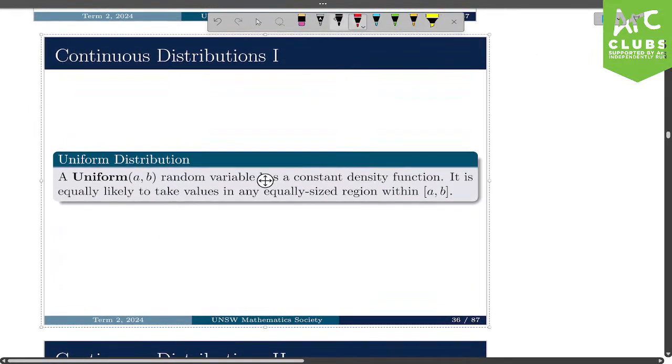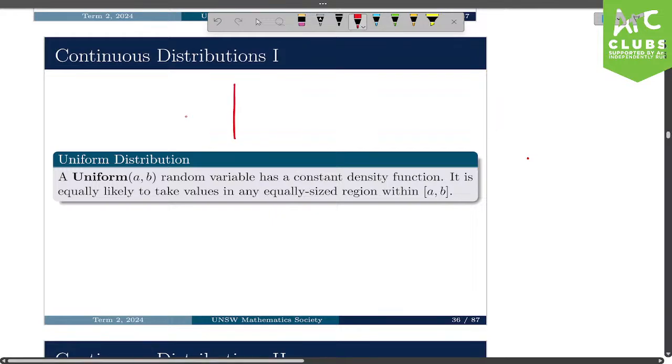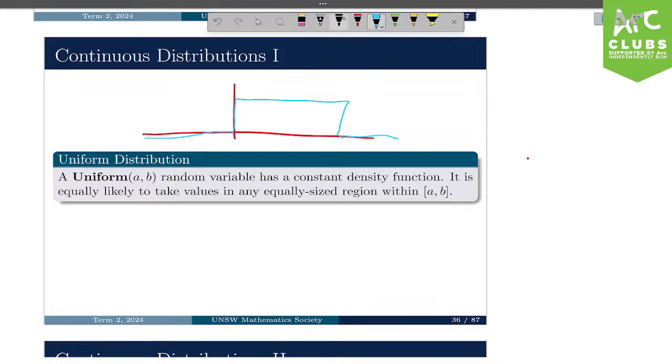Continuous distributions. So, a uniform random variable, this is kind of obvious. It just is constant. The probability is constant no matter where you are in the distribution. It is equally likely that you will find any value from the experiment.